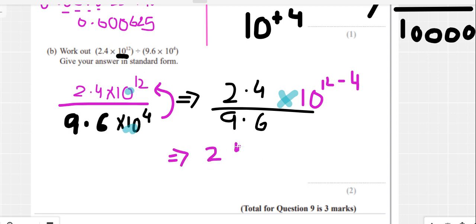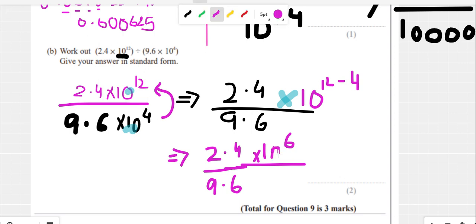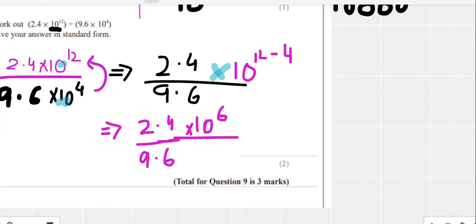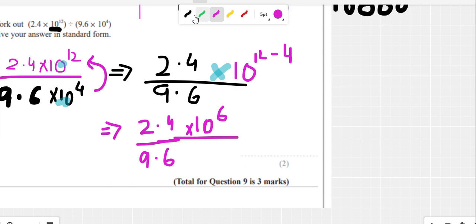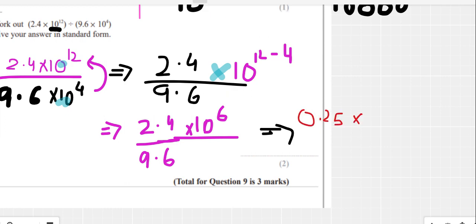So we will write 2.4 divided by 9.6, and you will times the top value by 10 to the power of 6. The other thing we can do here is first solve this decimal, 2.4 divided by 9.6, and then times it by 10 to the power 6. So 2.4 divided by 9.6 is 0.25. Then 0.25 times 10 to the power of 6.